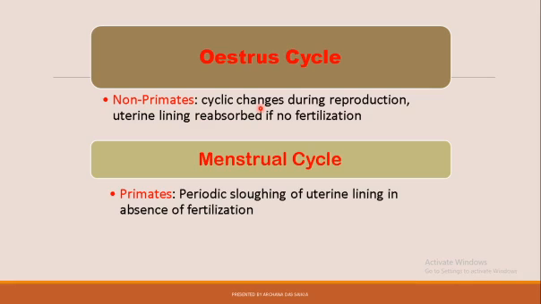Now changes occur in their system, like the uterus will undergo changes, they will develop, the ovum will be formed, meiotic divisions will complete. So such changes will take place in the female system. The uterine lining will also be formed, so that if fertilization takes place, the young one can be held within the uterus.